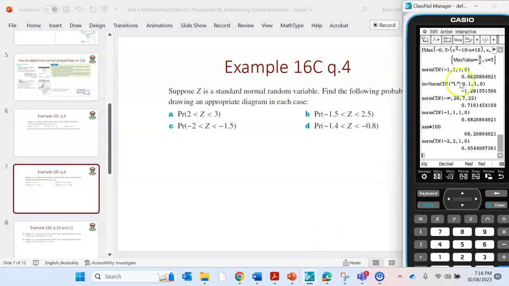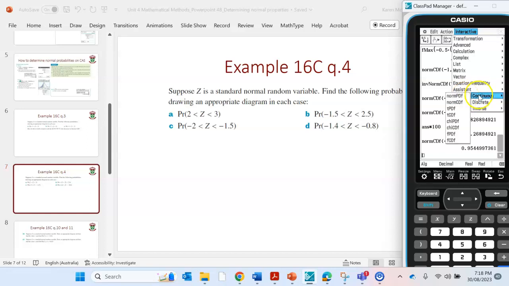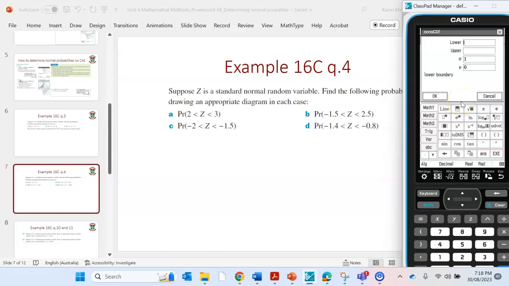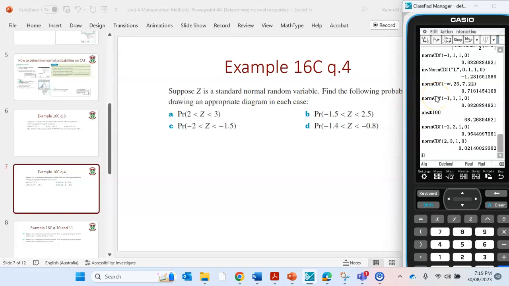All right, so we do exactly the same thing, going to interactive, distribution, continuous, normal CDF. So for the first one, we're going from 2 to 3. Now it is a standard normal. It does say standard normal in the question, but it also has Z. The Z is a giveaway for the standard normal distribution. And there you can see that's a probability. If you need to do it as a percentage, you just multiply it by 100, but often it's just left as a decimal. And you can do the same for the others.